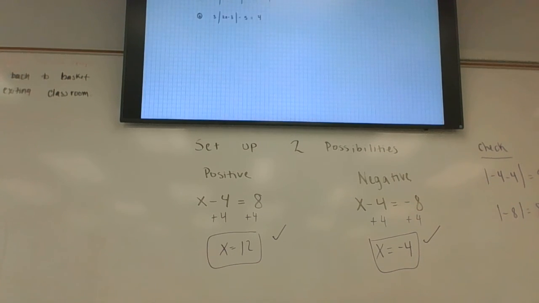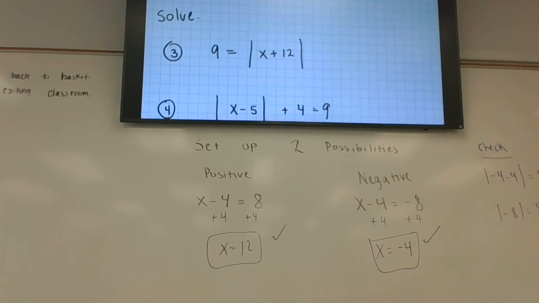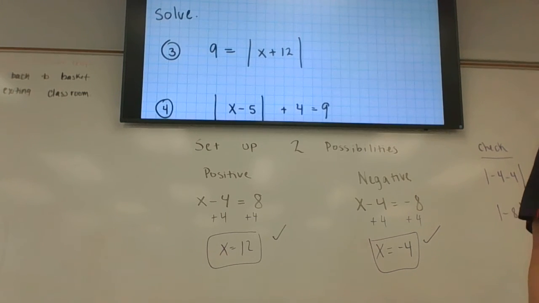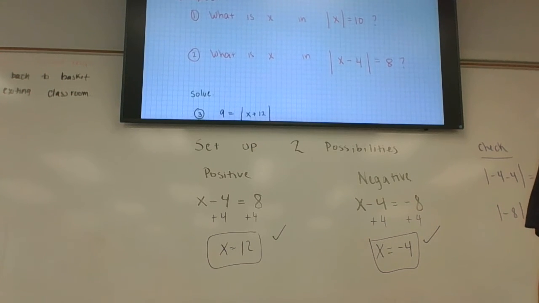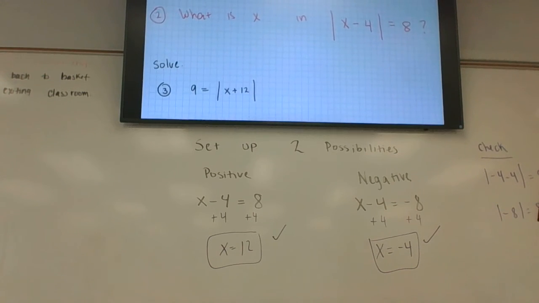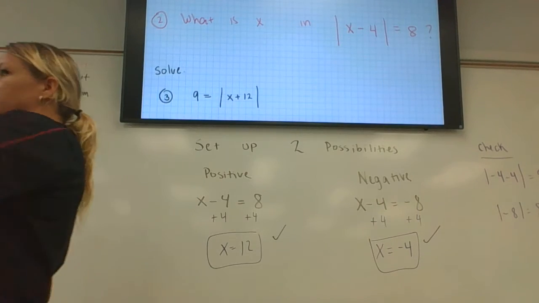Four problems and we're done. Yep, you got to show both equations on your homework. How perfect do you need to go? Okay, go ahead and do number 3 in your groups. Looking for 2 answers.